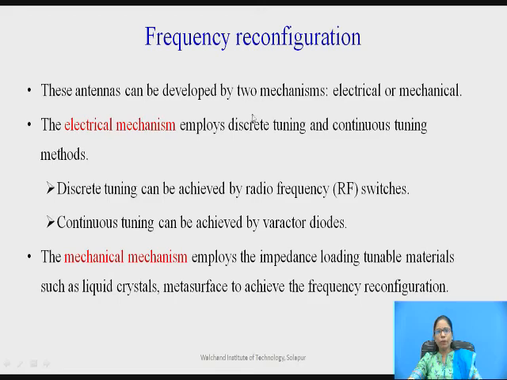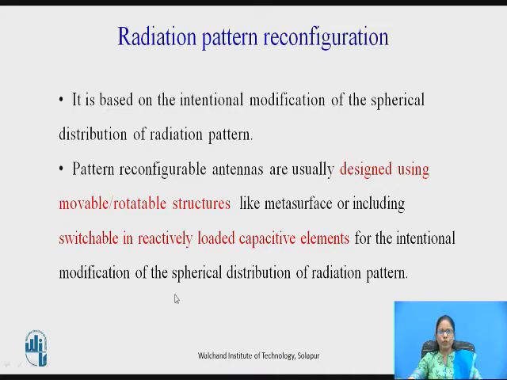The antenna can be developed by two mechanisms, either electrical or mechanical. When I use the electrical mechanism, it uses the discrete tuning or continuous tuning method. For discrete tuning, we can use RF switches. If continuous tuning is required, we can use varactor diodes. In the mechanical mechanism, impedance loading and tunable materials are used, such as liquid crystals and metasurface, to achieve the frequency reconfiguration. Metasurface is a metallic as well as dielectric material surface.